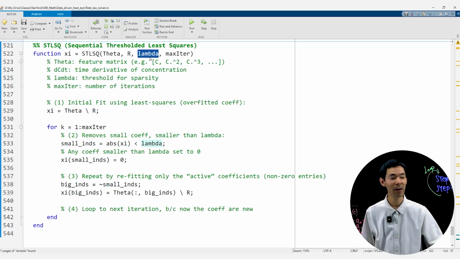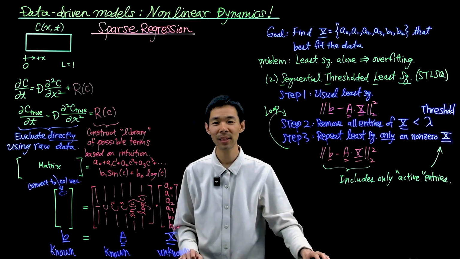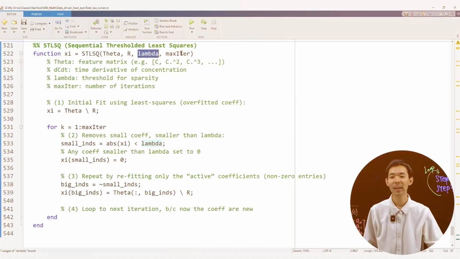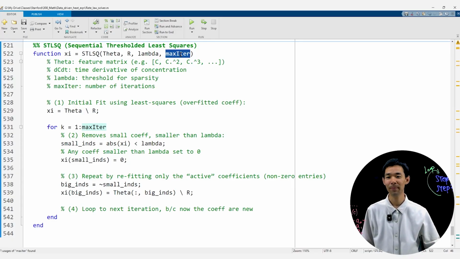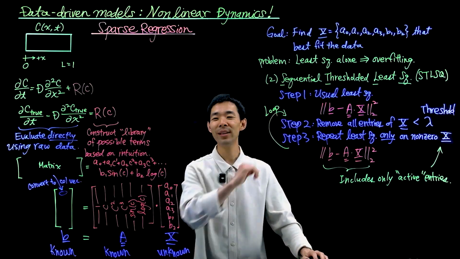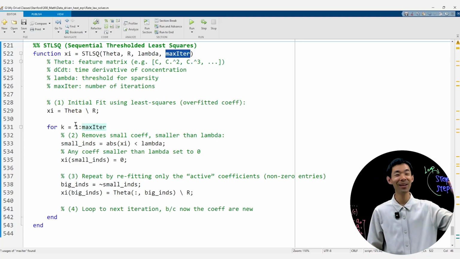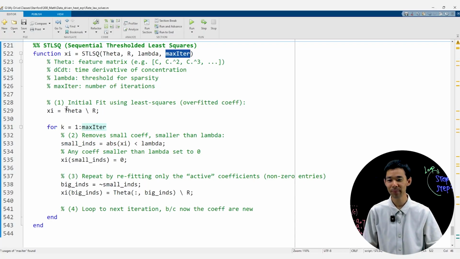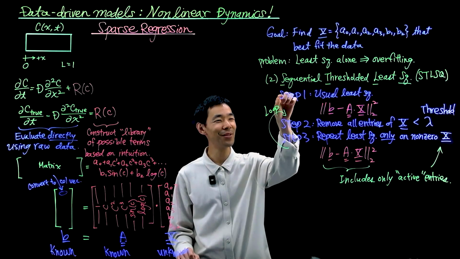And you have some thresholded value of lambda. That's the cutoff lambda below which the coefficient is set to 0. It's no longer active. And then this is the number of iterations, the loops you do between steps 2 and 3. So step 1 right here: we're going to do just a usual least squares. So the coefficient vector is just theta backslash r. This is just standard least squares in MATLAB language. And then you enter the loop over here on the board. That's this loop right here. So you've entered this for loop.